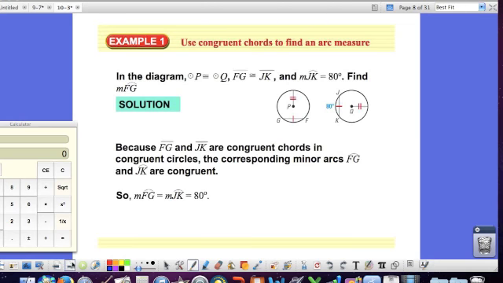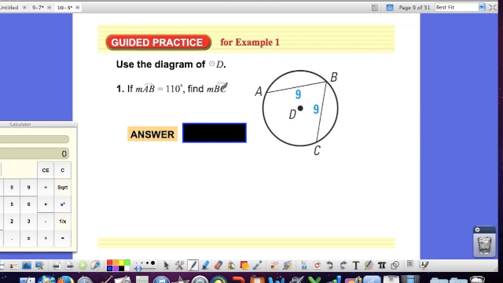And now we're going to try it. If the measure of arc AB is 110, then BC is also 110 because those chords are both congruent.